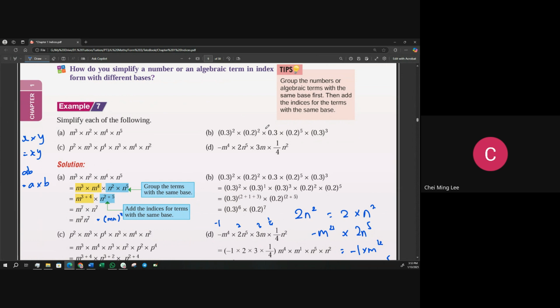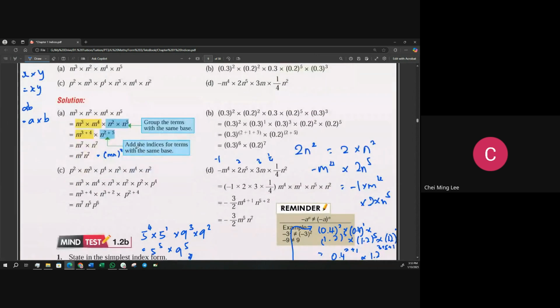So the same goes for this one. 0.3 squared, 0.2, 0.3, 0.2, 0.3. So we rearrange left side, right side. So 0.3 to the power of 2 plus 1 plus 3, 0.2 to the power of 2 plus 5. So that's why you get 0.3 to the power of 6 times 0.2 to the power of 7.